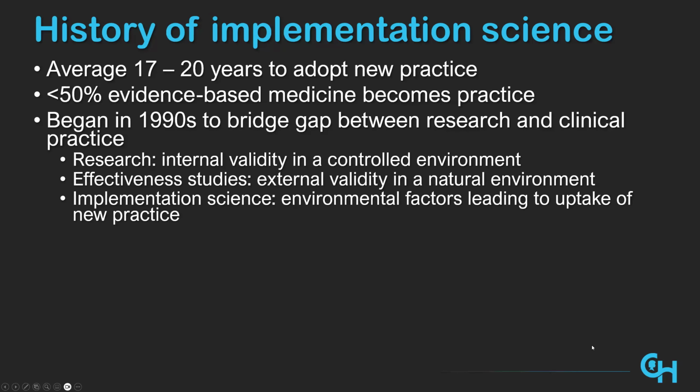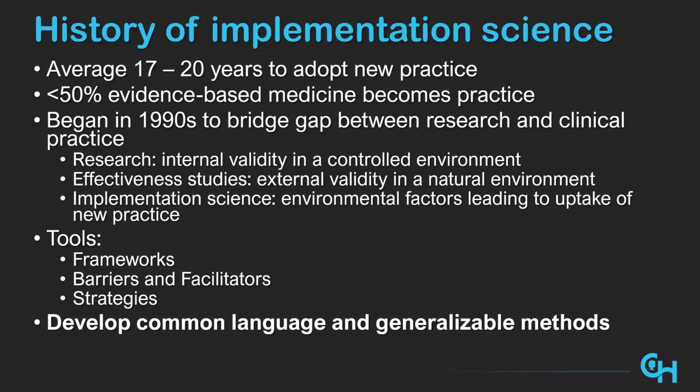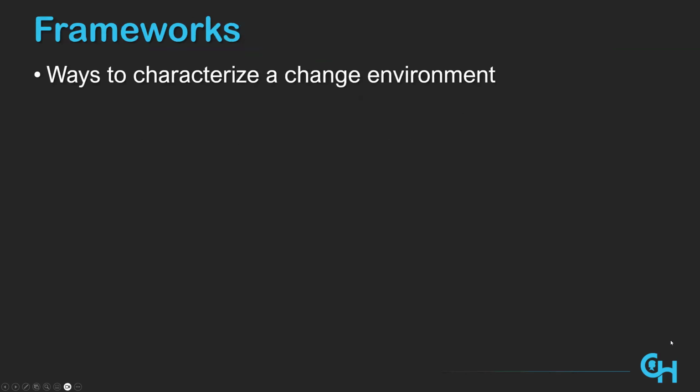One step further than that is what we're talking about now, which is implementation science. And specifically, implementation science focuses on the environmental factors that need to be in place to promote uptake of this evidence into practice. The tools for implementation science include frameworks, barriers and facilitators, and strategies. So we'll talk a little bit about those in the coming slides. And overall, the idea is to develop a common language and generalizable methods around implementation science so that we can all learn from each other and publish our work, and it can be used to benefit other practices as well.